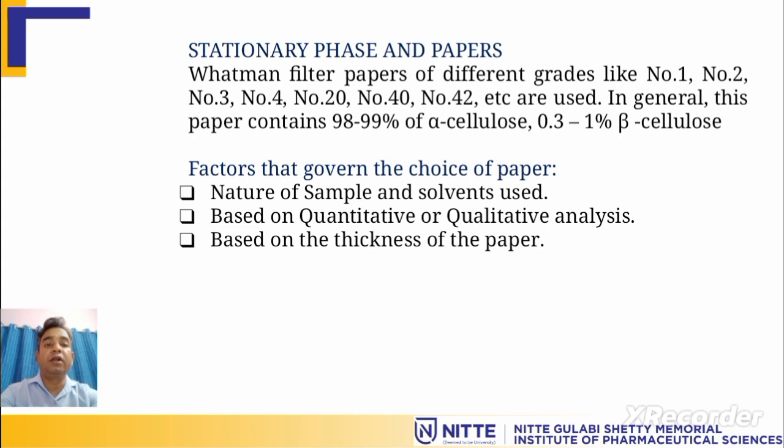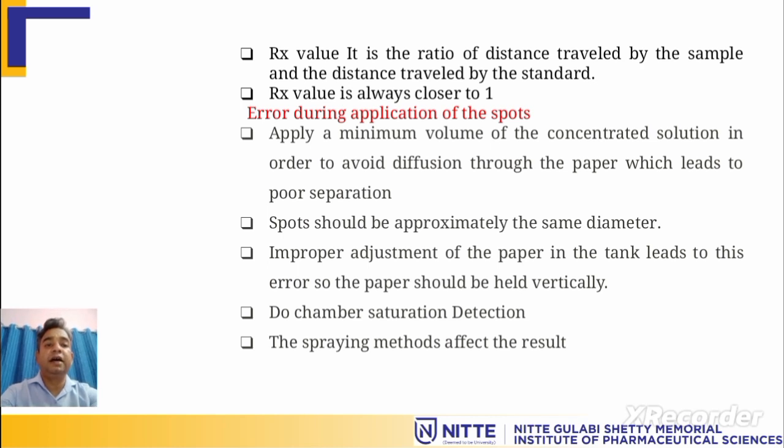Then what are the different types of stationary phase? We have Whatman paper. We have already seen number 1, number 2, and 4042, and the presence of cellulose and all that, and the factor of choice again. We have discussed all this in the previous slides.